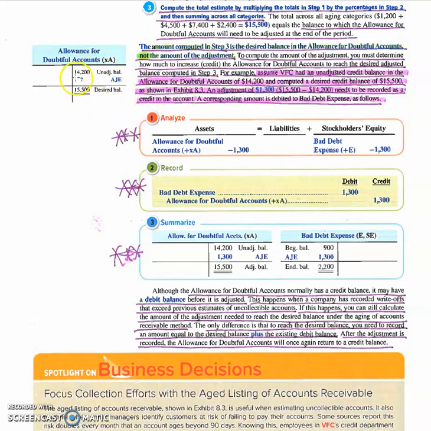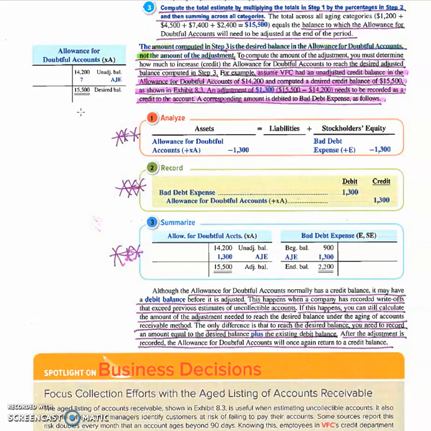We need a balance of $15,500. So how do we get there? Well, we need a credit of $1,300 as an adjustment to get the balance from where it is to where it needs to be. So that's our desired balance. That's our current balance. So we're going to make an adjustment, debit bad debt expense, credit the allowance for doubtful accounts for this $1,300. That $1,300 is a plug number. That's what we call it, which is what we plug in to get the balance where we need it.